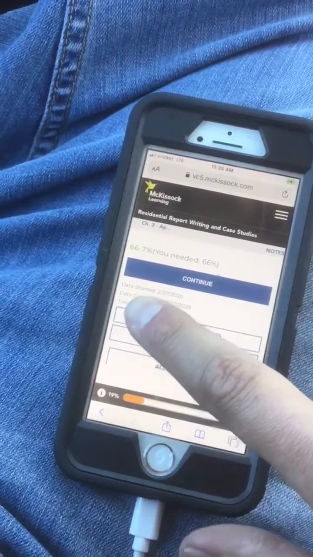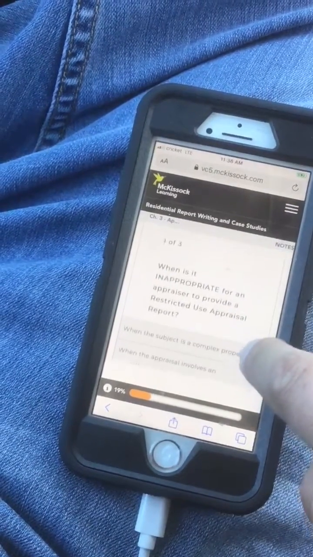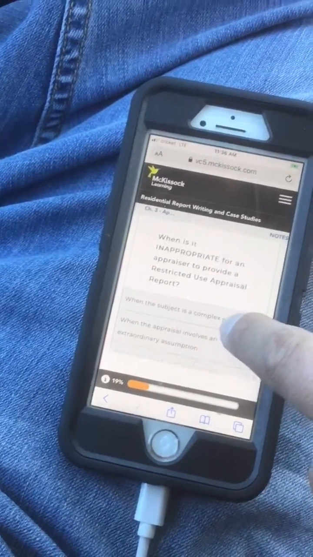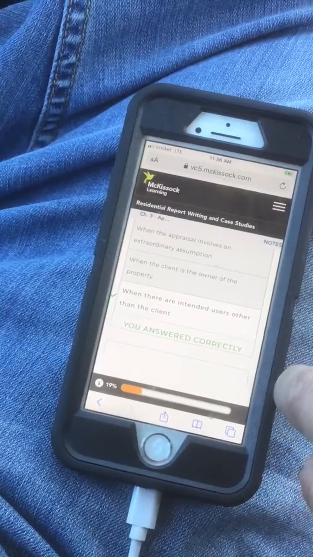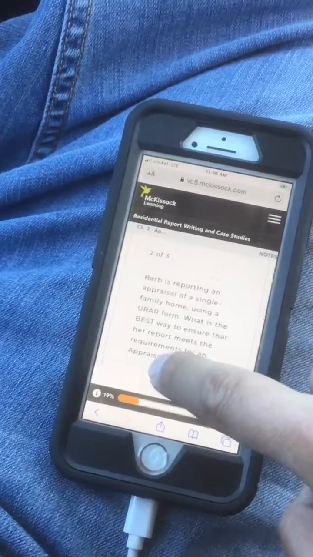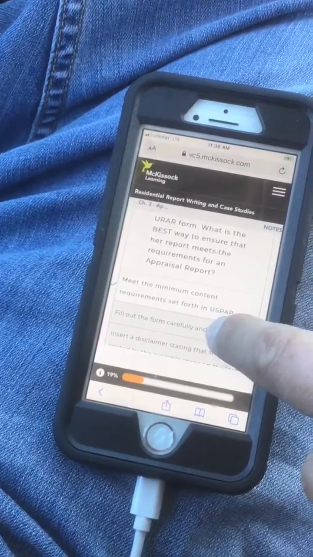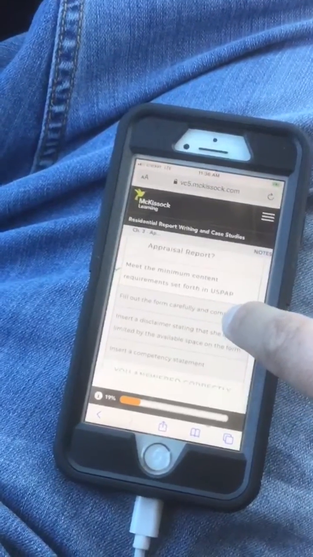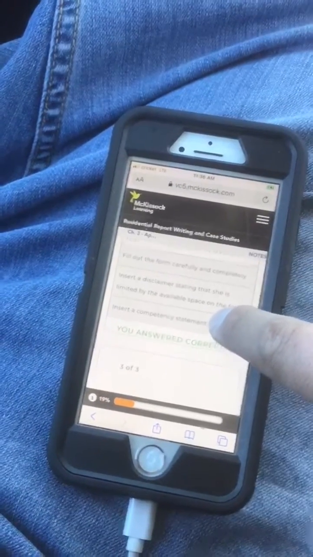You got a 66.7. You needed 66% to pass, so you passed. Number 1, when is it inappropriate for an appraiser to provide a restricted use appraisal report? You put when there are intended users other than the client, and you answer that correctly. Number 2, Barb is reporting an appraisal of a single family home using a URAR form. What is the best way to ensure that her report meets the requirements for an appraisal report? You put meet the minimum content requirements set forth in USPAP, and you answer that correctly.